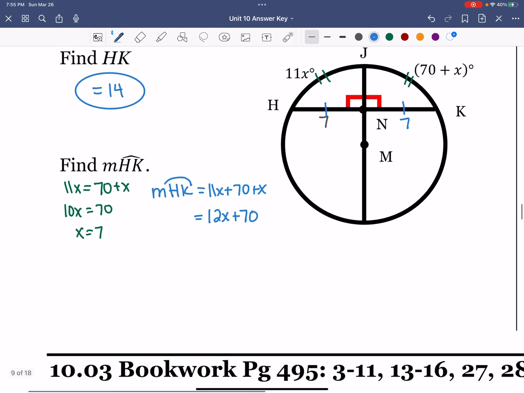So either way, I can go ahead and plug 7 in here and say that 84 plus 70, and the measure of arc HK is going to end up equaling 154 degrees.